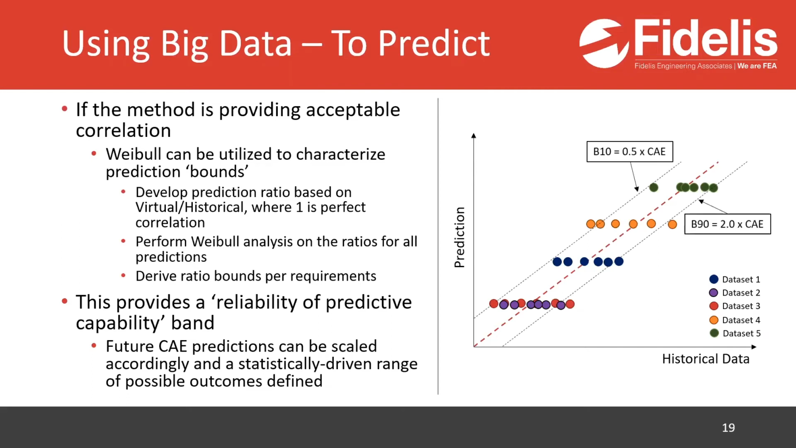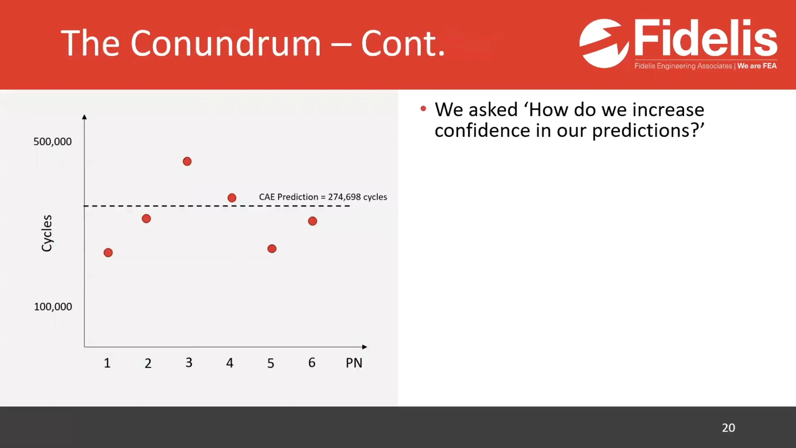So then we end up with something that looks like this. We've bounded our data, and we have some scale factors that we've bounded our data by. What this then allows us to do is scale our CAE predictions accordingly and derive statistically driven ranges of possible outcomes. And so previously we asked, how do we increase confidence in our predictions? We account for the test scatter. That was the missing piece in the puzzle.